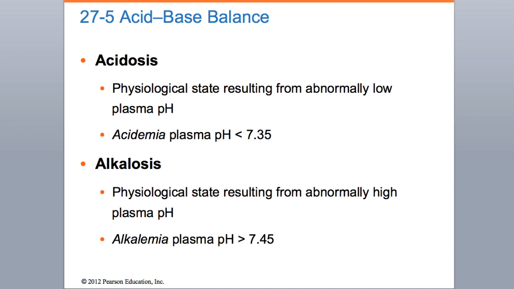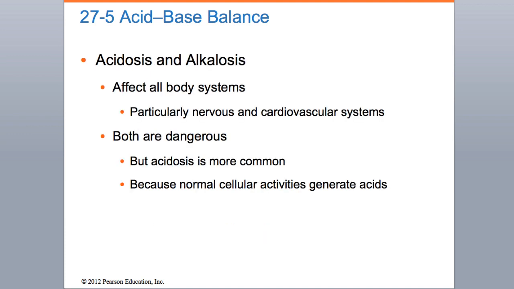Now, before I move to the next slide, keep in mind that we have two kinds of acidosis: respiratory acidosis and metabolic acidosis. Same is true for alkalosis. We have respiratory alkalosis and metabolic alkalosis. Next slide. Now, acidosis, alkalosis affects the nervous system and the cardiovascular system particularly. That's why maintaining your blood volume, your blood pressure, and your blood pH are vital, because it affects the brain and the cardiovascular system.